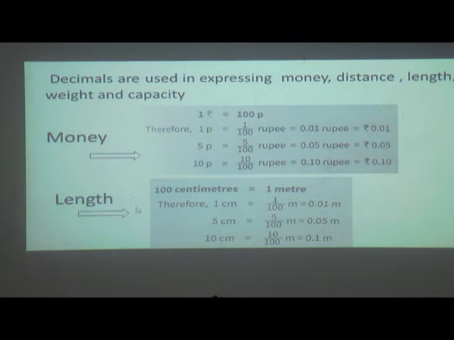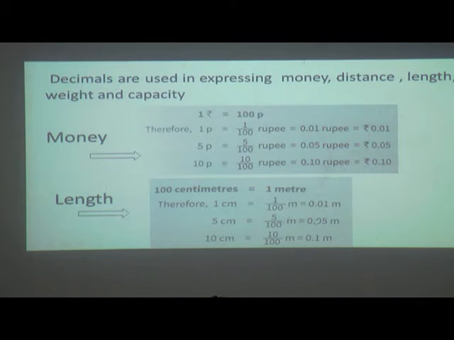Now we will see length. You know 100 centimeter is equal to 1 meter. This is a standard unit, everyone knows this. You can say vice versa also: 1 meter is equal to 100 cm. Therefore 1 centimeter is equal to 1 upon 100 meter, or we can say 0.01 meter.